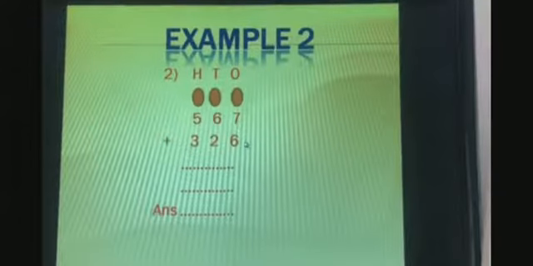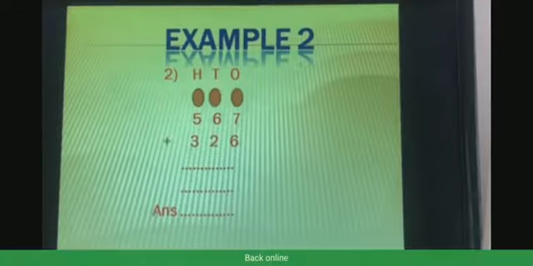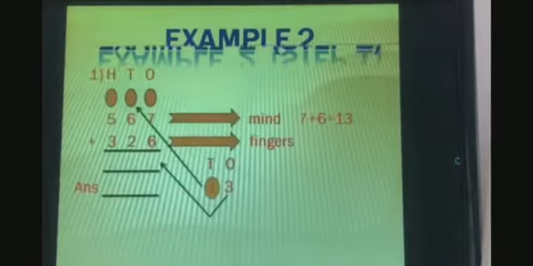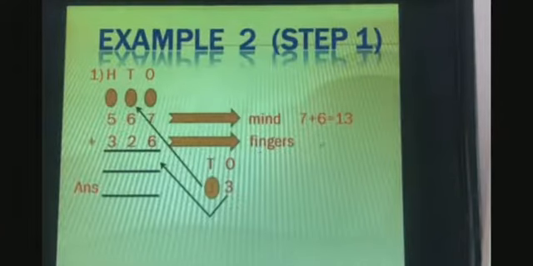This is the example with carry. Addition sum with carry. Here at the ones place, the upper digit is 7 and the lower digit is 6. Now you have to keep this 7 in your mind, and this 6, what do you have to do? Yes, you have to open 6 fingers here. Now when you count 6 fingers after 7, you will get the answer 13.